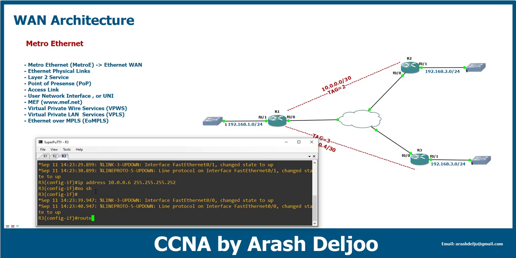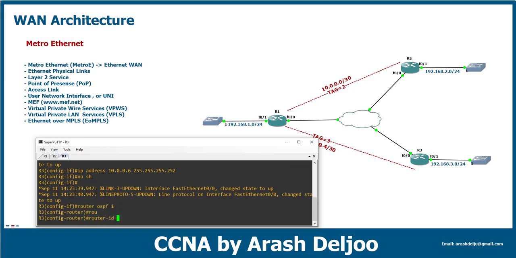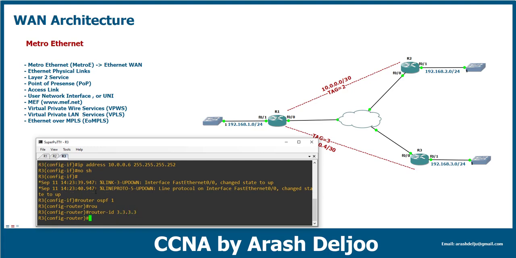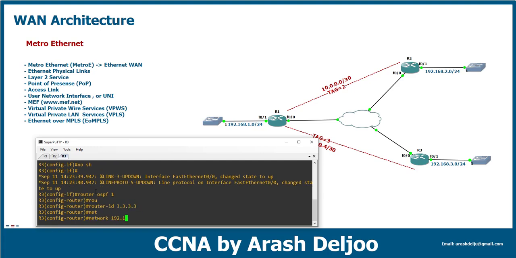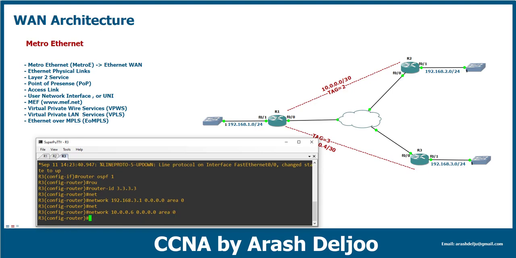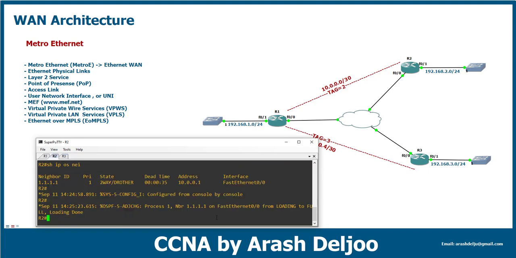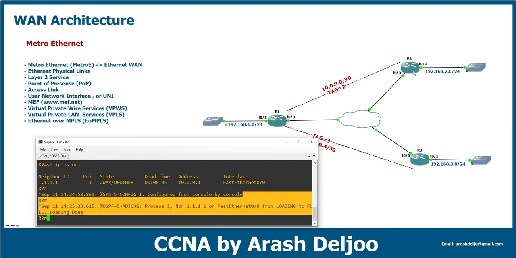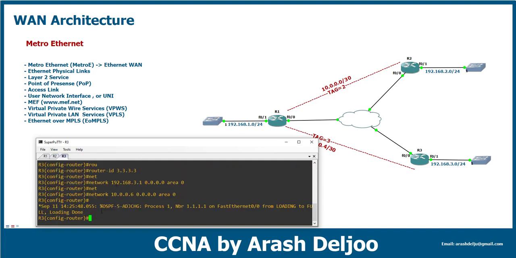First let me configure router 3: router ospf, for example 1, router ID quad 3, and then the network is 192.168.3.1 quad 0 area 0, okay, and then network, for example, 10.0.0.6 quad 0 area 0 or area quad 0. Both of them are the same. Now let me check router 2. Yes, now we have neighborship between router 2 and router 1, and after some seconds between router 1 and router 3.